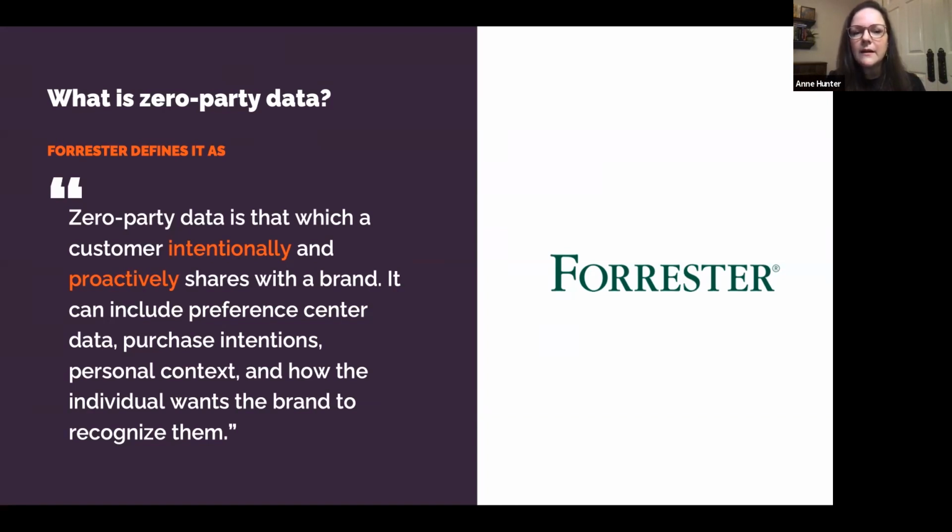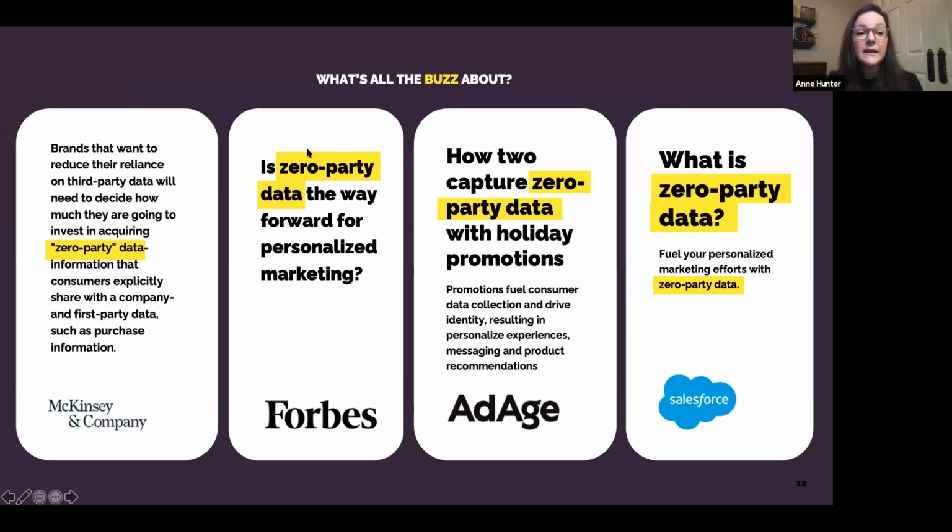In zero-party data, the consumer proactively says, I want the brand to have my data. I don't just want the coupon. I want them to have my data. I want them to know who I am. And Forrester's not the only one. They really coined the term. They started with it. But it's really the talk of the town right now. McKinsey is talking about how brands need to reduce their reliance on third-party data and invest in acquiring zero-party data.